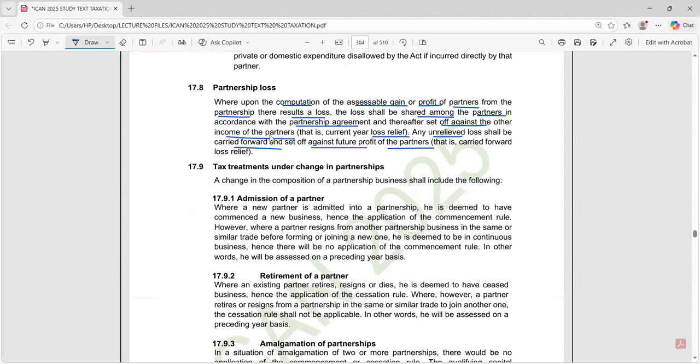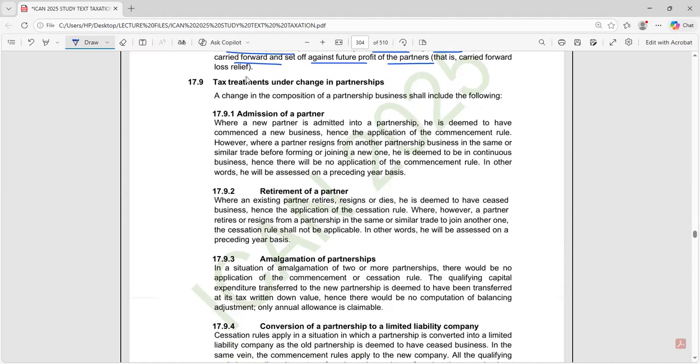So what we're trying to say here is that if, after preparing the account, we realize that there's a loss, we are going to share that loss using our profit and loss sharing ratio. And we can also carry losses forward to the next year to set it off against profit for the next year. It makes sense.